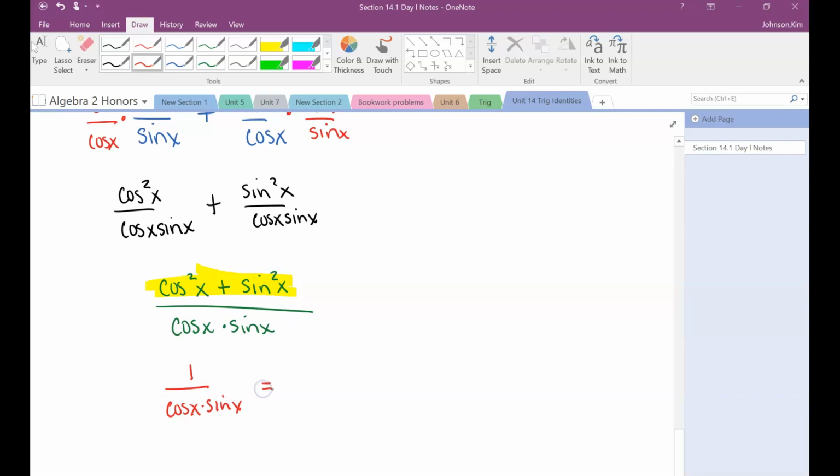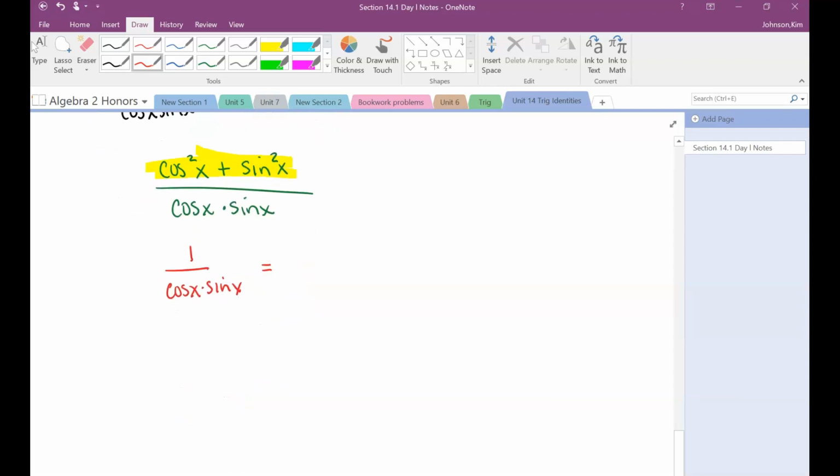And I don't want to leave this in fraction form, so I'm going to rewrite this as 1 over cosine of x times 1 over sine of x. And I'm going to rewrite those as secant of x times cosecant of x. And there I'm going to end it.